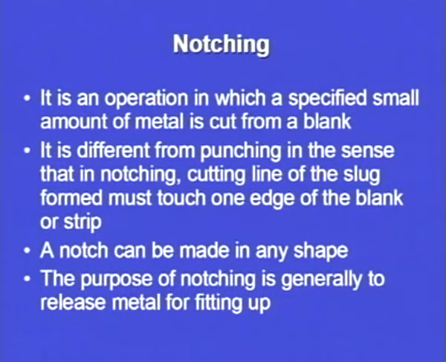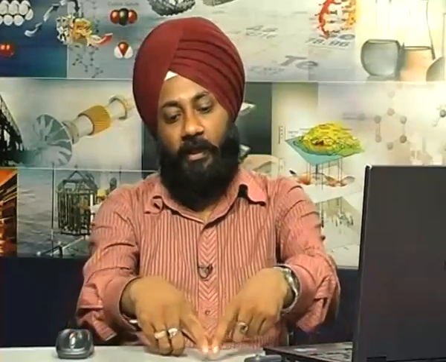Then there is another important sheet metal operation that we call notching. So, what is a notching operation? It is an operation in which a specified small amount of metal is cut from the blank. So, there is a metal blank. We can think of a piece of paper as a metal blank. Then a specified small amount of metal will be cut from any edge of the metal sheet. If we take the example of a piece of paper, and cut a small notch or a small section on one edge of the paper, that is called a notching operation.